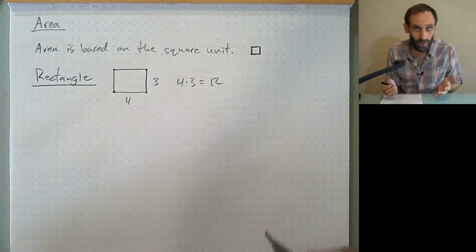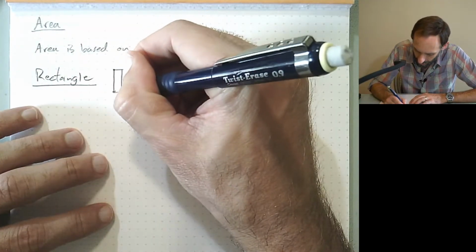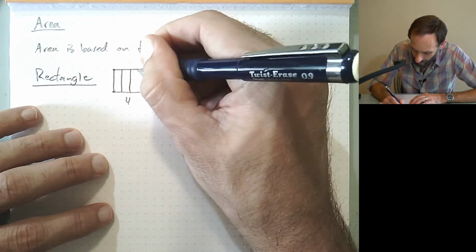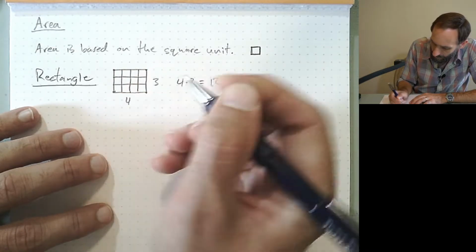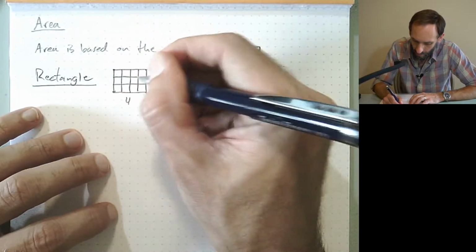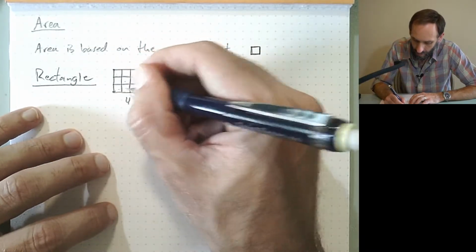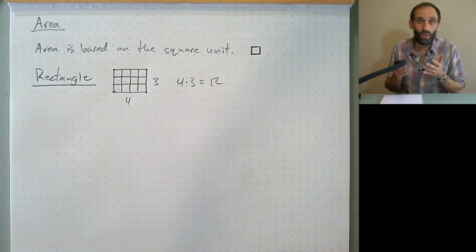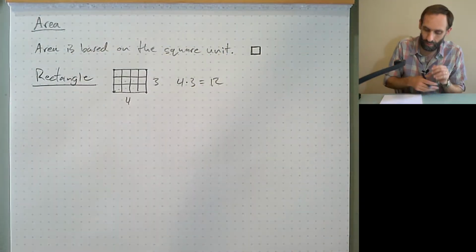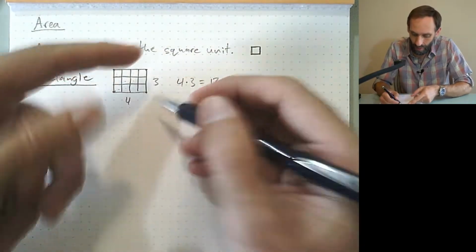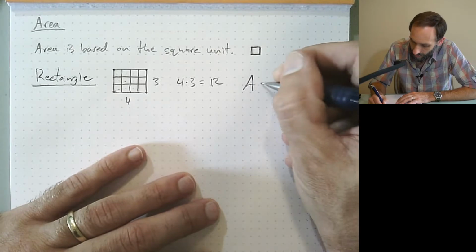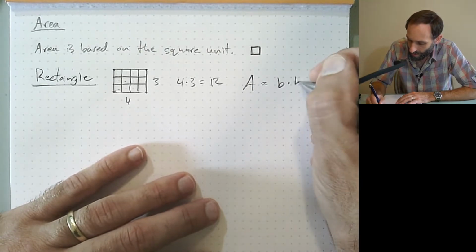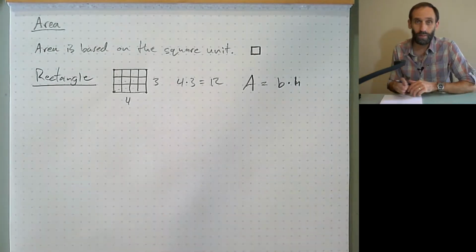Now this is easy to verify because I can just go ahead and draw in all of these square units, and I can count them up. All right, here we go. 1, 2, 3, 4, 5, 6, 7, 8, 9, 10, 11, 12. Sure enough, 12 square units in that rectangle. This formula of multiplying the base times the height works. So we get that the area of a rectangle is equal to the base times the height. Something you probably have known for quite a while now.